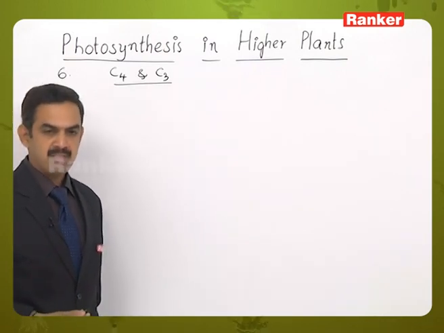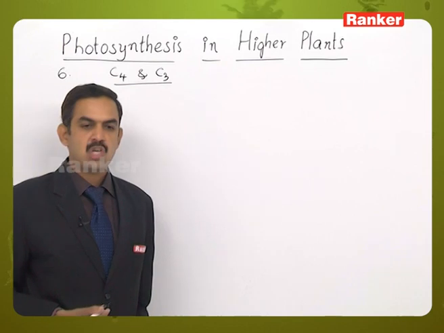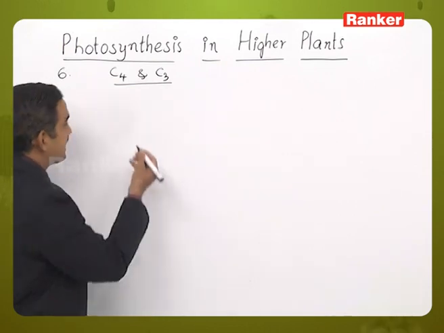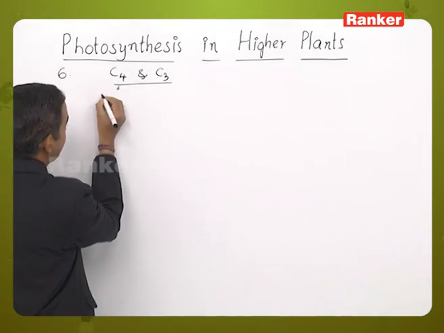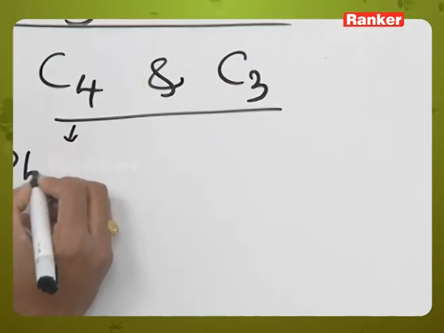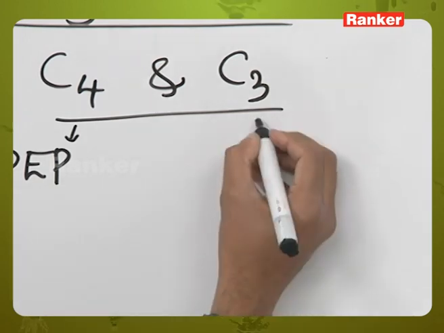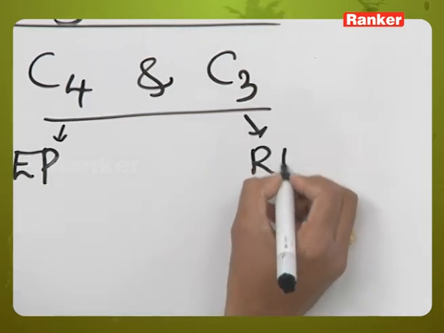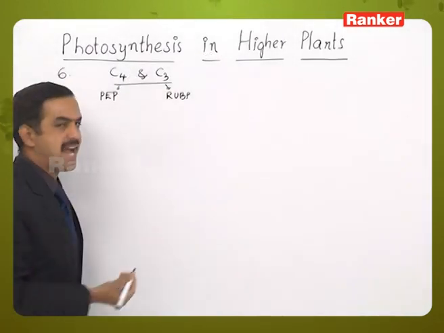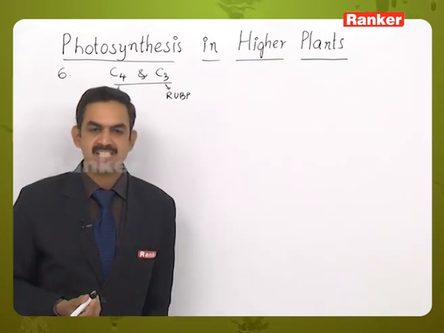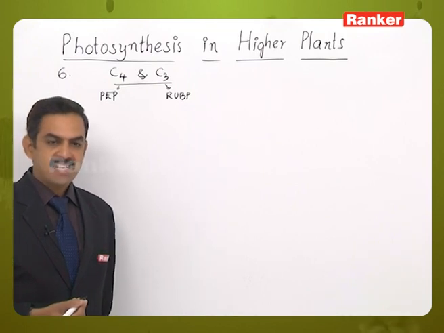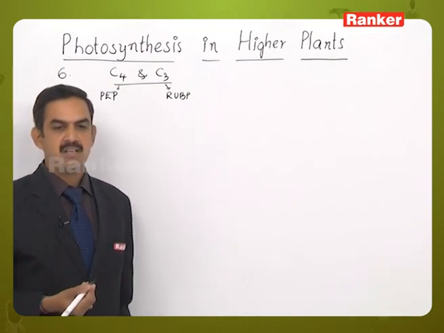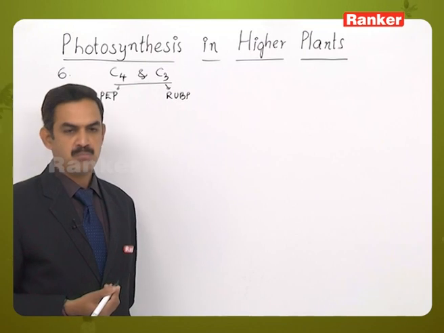Let us come to the first one, the substrate that accepts carbon dioxide in carbon assimilation. So here in C4 plants, the primary acceptor of carbon dioxide is phosphoenol pyruvic acid, that is PEP, whereas in the C3 plants it is RuBP. That is, the primary acceptor of carbon dioxide during the assimilation process is different in both the plants. The substrate that accepts carbon dioxide in carbon assimilation is different in both the plants.